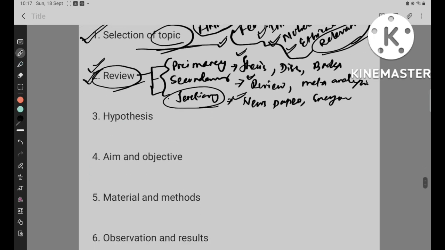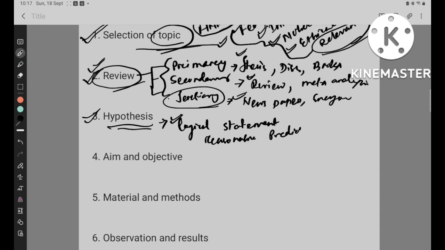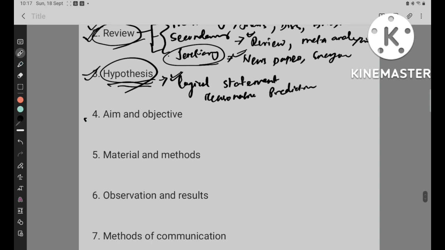After the review, the researcher needs to state the hypothesis. The hypothesis is a statement that should be logical. The logical statement or the logical supposition under the topic is known as the hypothesis, or it can be known as a reasonable prediction. The reasonable prediction that is going to be tested at the end of the research study is known as the hypothesis. After stating the hypothesis, aims and objectives must be mentioned.